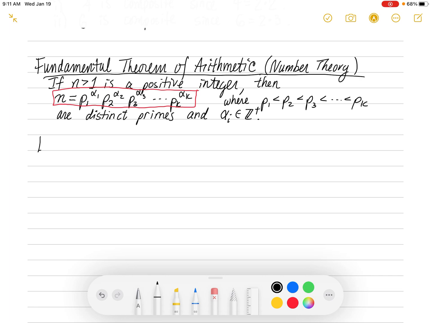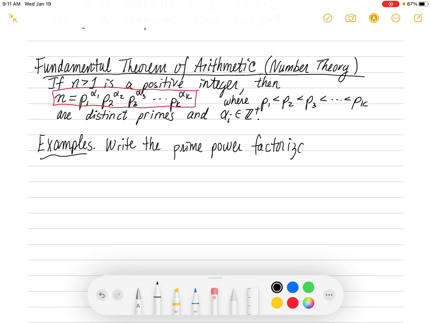So let's do some examples of prime power factorizations just to get used to this. Examples. Write the prime power factorization of each positive integer. Number 1, I have the number 54. This is my n, 54.